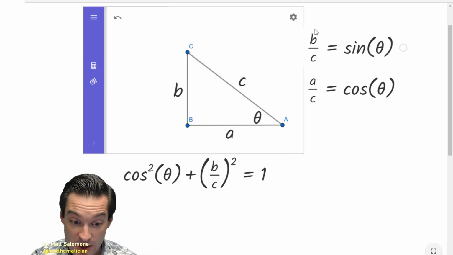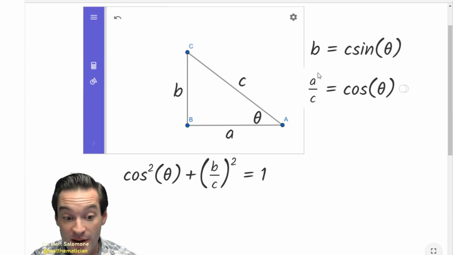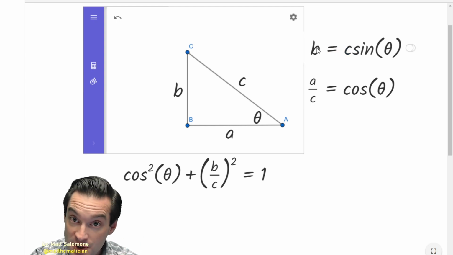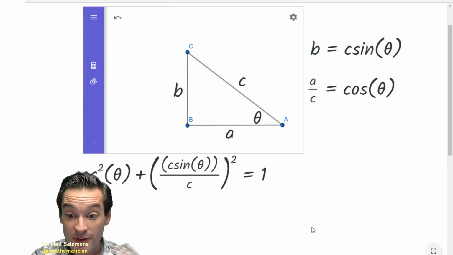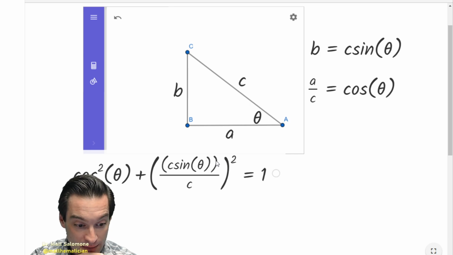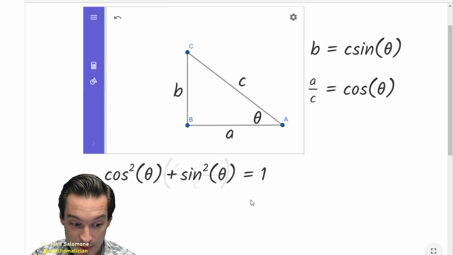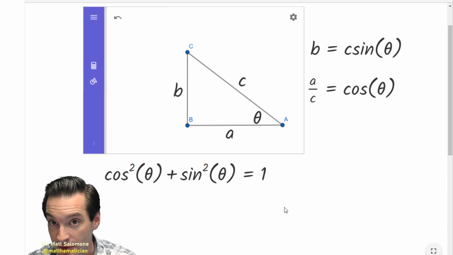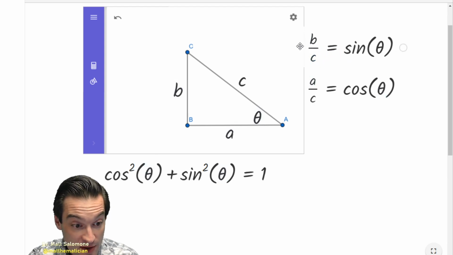Same story for my b over c. If I solve this equation for b, b is equal to c times the sine of theta. And then I'll just substitute c times the sine of theta in for that b. But when I do that, c times the sine of theta is being divided by c. And so those c's can be reduced to give me sine of theta, the quantity squared. And so at the end of this process, we now have eliminated all the a's, b's, and c's from this equation down here on the bottom.